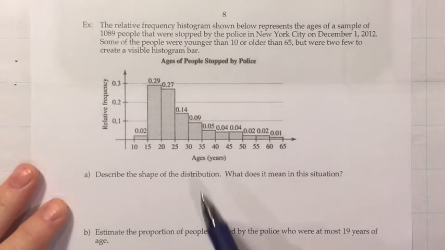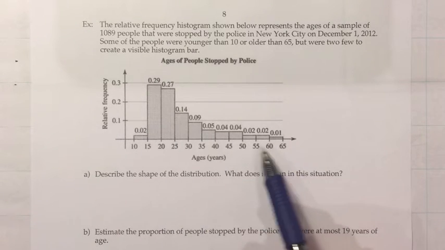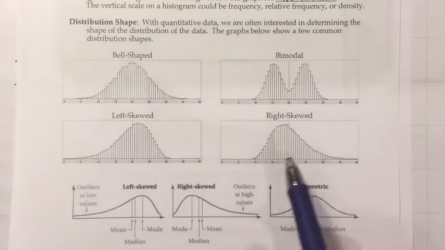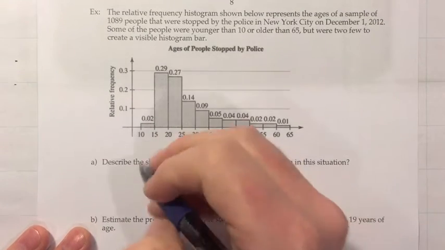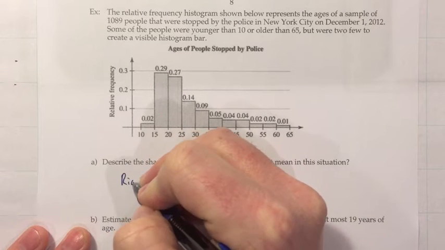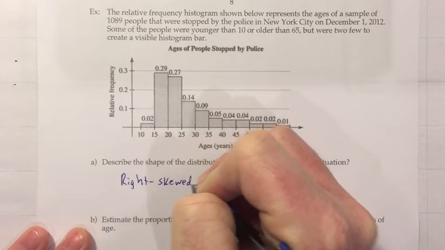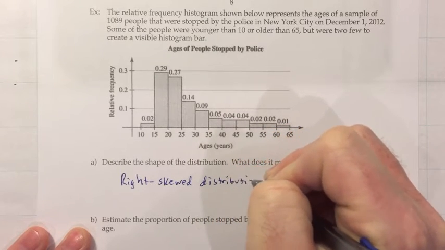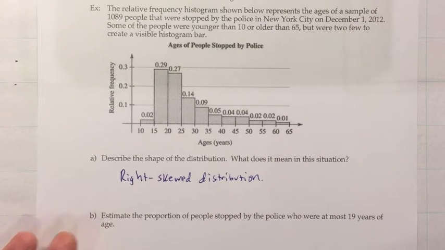So if you look at this picture and you compare it to the shapes we just saw, we have a long tail on the right and a very short tail on the left. So that matches best with this right skewed shape right here. So that's the first thing I'm going to say, because that longer tail on the right, this is a right skewed distribution. And then what does that mean in this situation?